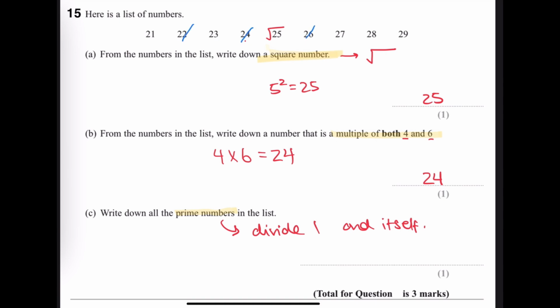all the even numbers. Now, anything that we know can be divided by another number will be out. So it cannot be 21 because that can be 7 times 3. It cannot be 27 because that can be 3 times 9. So the only numbers are 23 and 29.